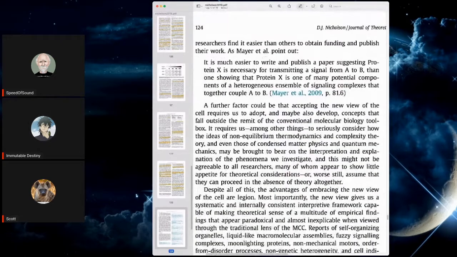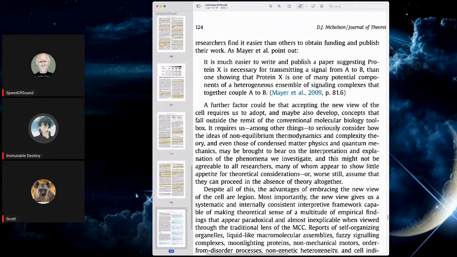Pointed out. It is much easier to write and publish a paper suggesting that protein X is necessary for transmitting a signal from A to B, than showing that protein X is one of the many potential components of a heterogeneous ensemble of signaling complexes that together couple A to B. Mayer et al. 2009, page 81.6.